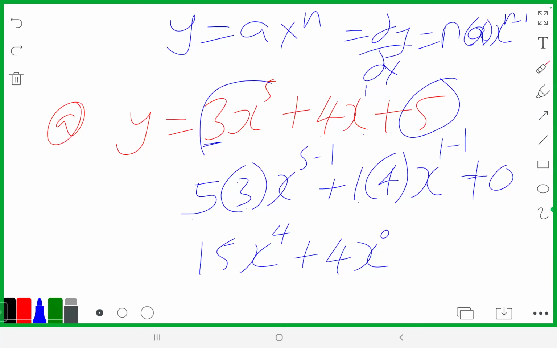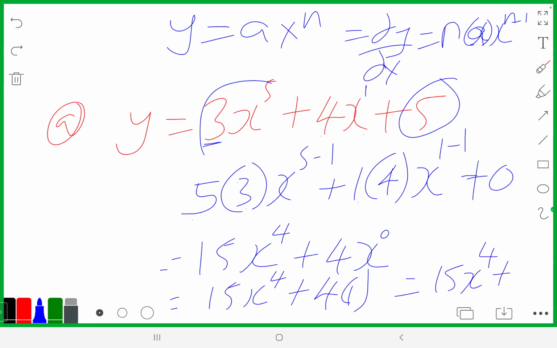Is that clear so far? Yes. And you and I know that any number raised to the power 0 is what? 1. It's 1. So you have 4 times 1. That will just be 4. So you have 15x to the power 4 plus what? Plus 4. Isn't it? Yes. As our dy over dx. Are we good up to here?